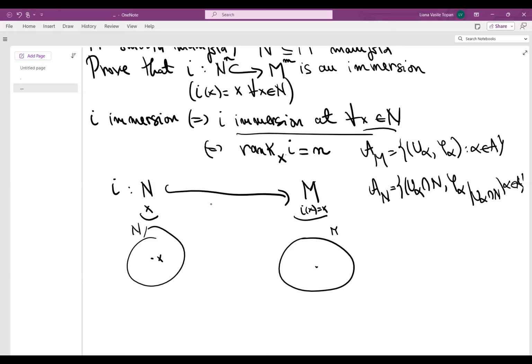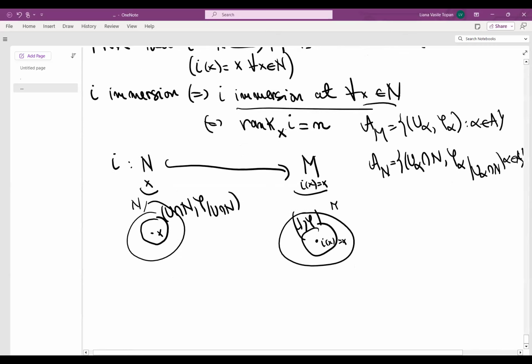So if this is X, and this is the same X, right, which is I of X, so you take a chart here and a chart here. If this chart is of the form U, I'm going to drop the indices, U alpha, then this chart will be of the form the intersection of U and N, the restriction of phi to the intersection between U and N. So what will be the rank?